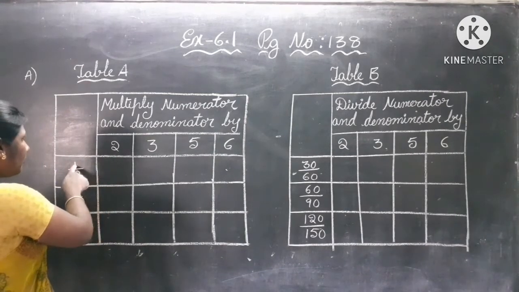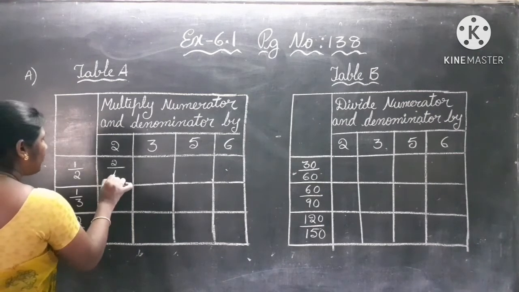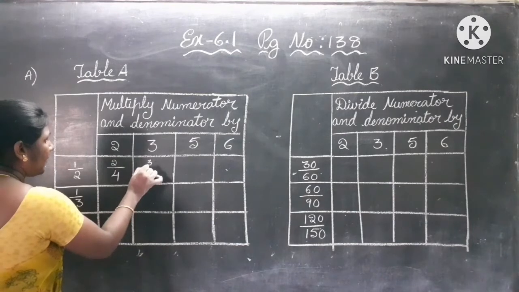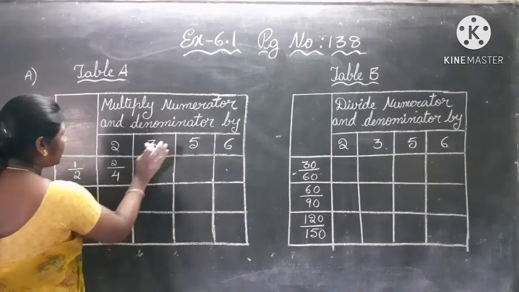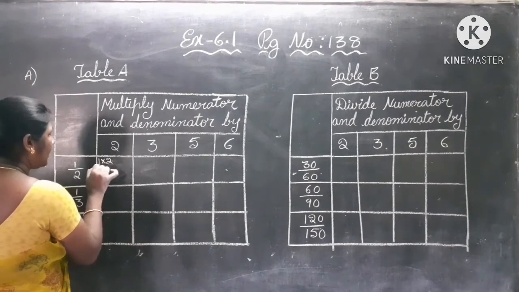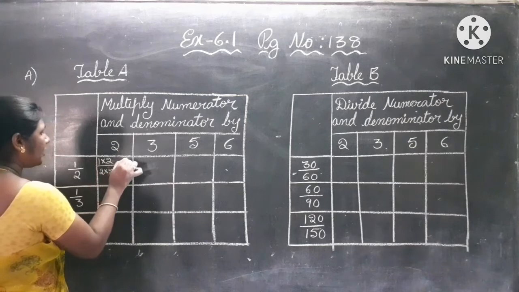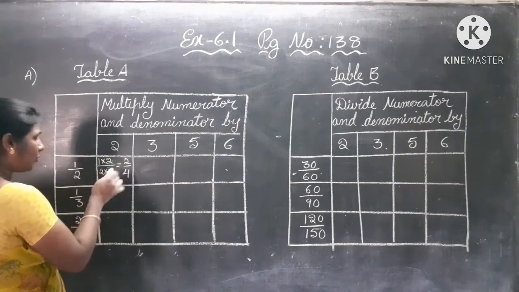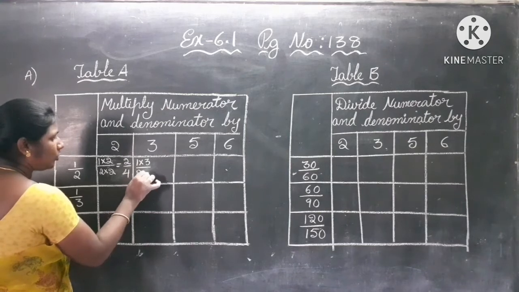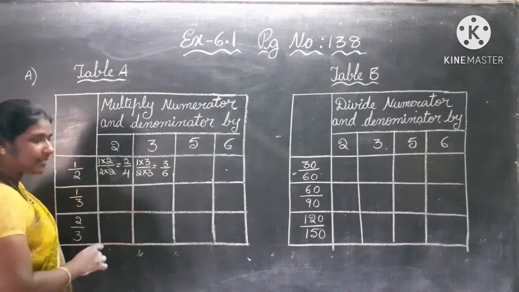So 1 2s are 2 by 2 2s are 4. Again same fraction with 3. 1 into 2 by 2 into 2. So 1 2s are 2 by 2 2s are 4. Again 1 into 3 by 2 into 3. 1 3s are 3 by 2 3s are 6.